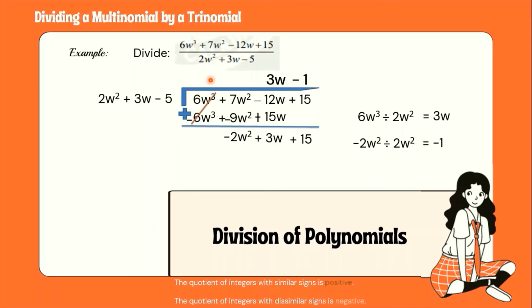So, negative 1 multiplied by 2w squared, ang sagot ay negative 2w squared. Next, negative 1 multiplied by 3w is equal to negative 3w. And then negative 1 multiplied by negative 5 is equal to positive 5. So dahil pareho silang negative, ang ating sign ay magiging positive na.